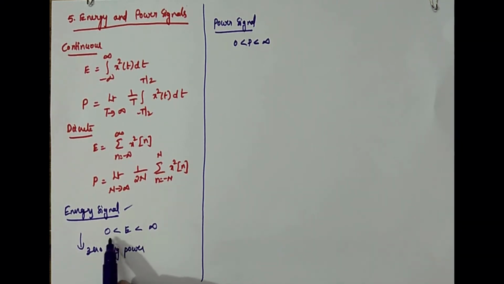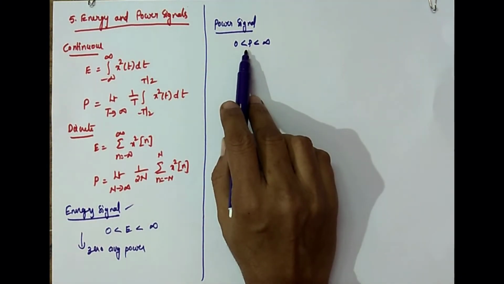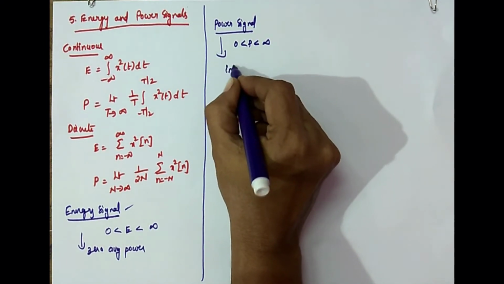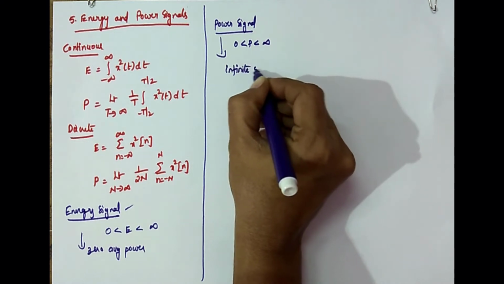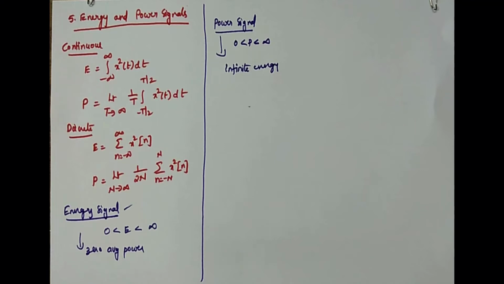here also if the energy is finite, between 0 and infinity, the given signal is said to be an energy signal. For an energy signal, the power is 0. Here find the power. If the power is finite, then the signal is said to be a power signal. And a power signal has infinite energy. Power signal has infinite energy. These are the definitions of energy signal and power signal.